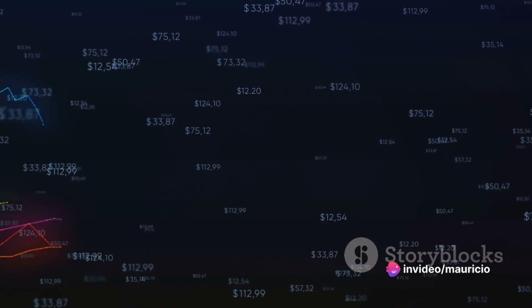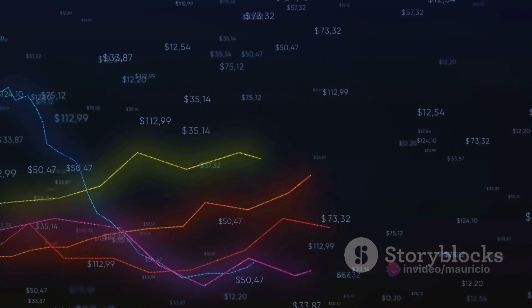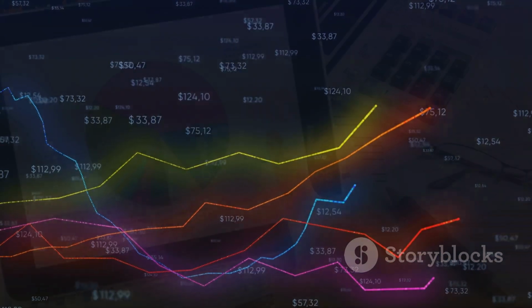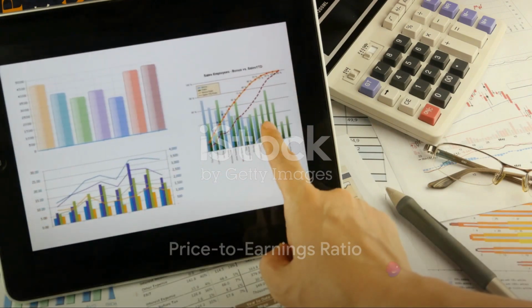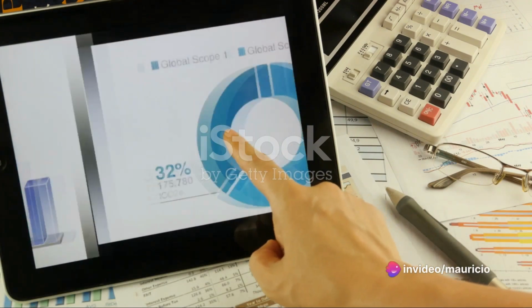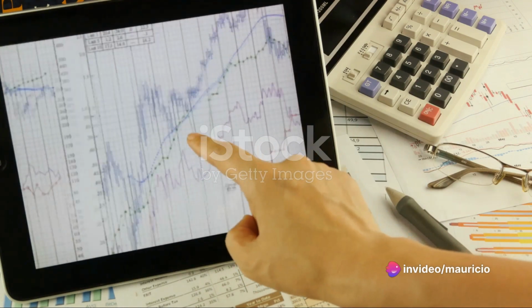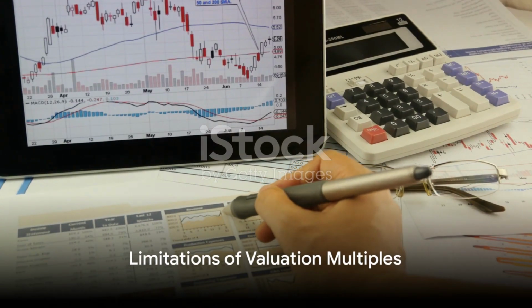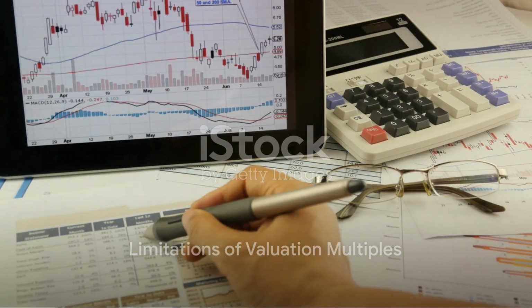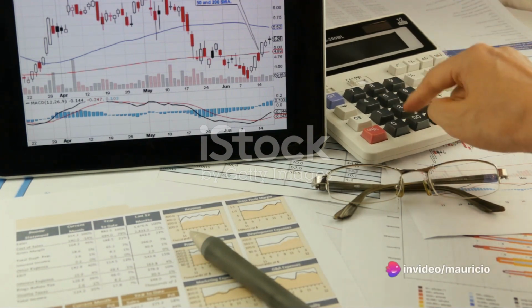Common multiples include price to earnings or PE, price to book or PB, and enterprise value to EBITDA or EV/EBITDA. The price to earnings ratio, for instance, compares a company's market price per share to its earnings per share. A company with a high PE ratio could be overvalued, while one with a low PE might be undervalued. However, it's crucial to remember that these ratios are not absolute indicators of value. They're tools to help you make informed decisions.